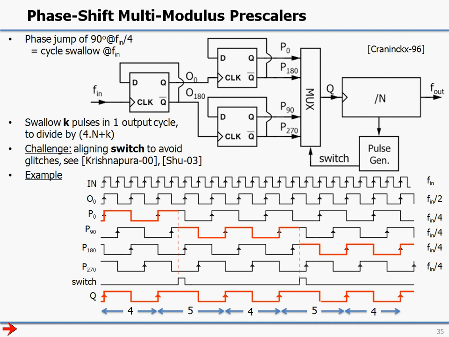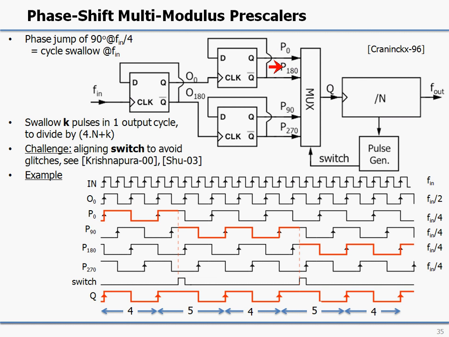An alternative to using these kinds of architectures is to use phase shift multimodulus prescalers. Let me explain briefly how they work. So also here we start with a master-slave flip-flop, which we feed back onto itself. So the input frequency goes in and comes out at half the rate with a phase shift of 0 and 180 degrees. Now we repeat this, so we have 2 more flip-flops.